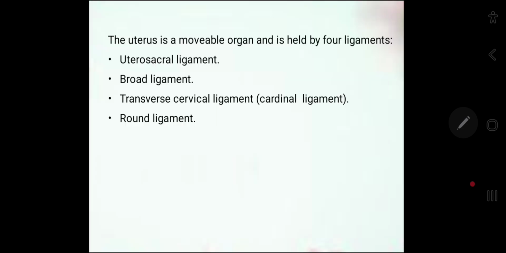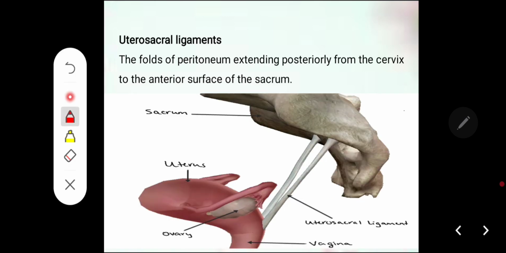The uterus is a movable organ held by four ligaments: the uterosacral ligament, the round ligament, the broad ligament, and the transverse cervical ligament, also called the cardinal ligament. These four ligaments hold the uterus in position. The uterosacral ligaments are two folds of peritoneum extending posteriorly from the cervix to the anterior surface of the sacrum.